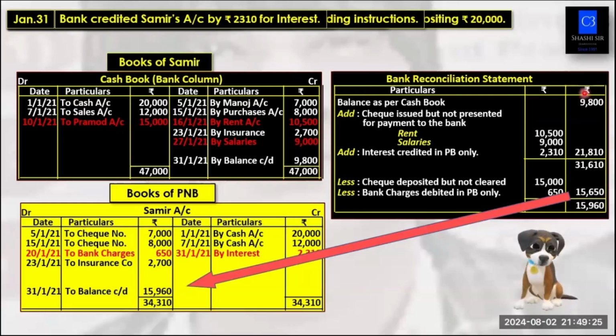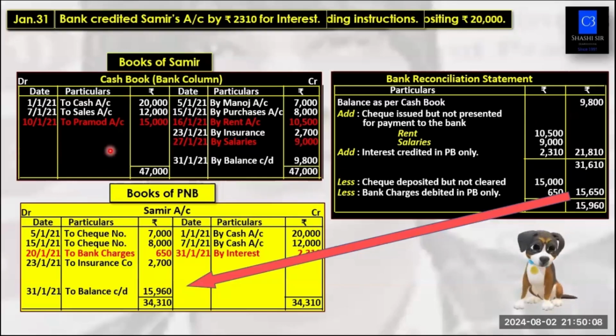Suppose your balance c/d, in our example here, we were having this positive balance, 9,800. We were having funds in our bank account. But it can happen that your payment side is greater. The total of this credit side is more than the debit side. In that case, balance will be written over here to balance c/d.